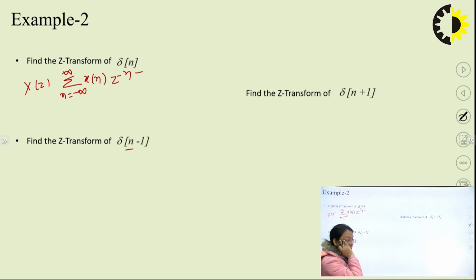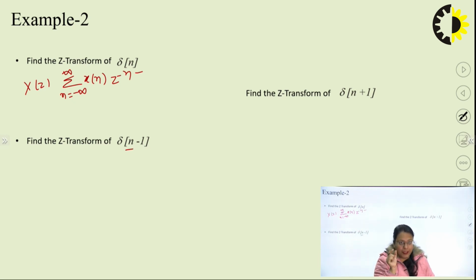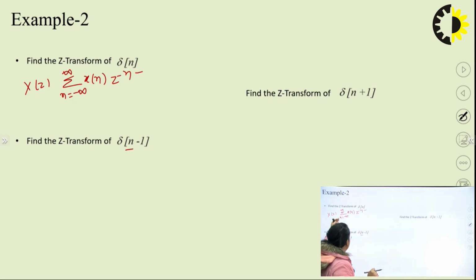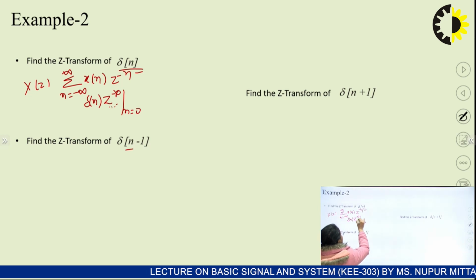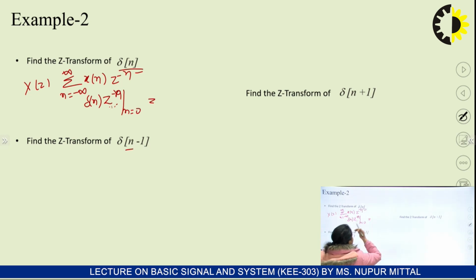Since we know that the impulse function is defined only at a particular point, this summation will not matter here, right? The value of delta n will be defined only at n equals 0. So at n equals 0, when I put it here, delta n at n equals 0 times z to the power minus n at n equals 0 will be 1.